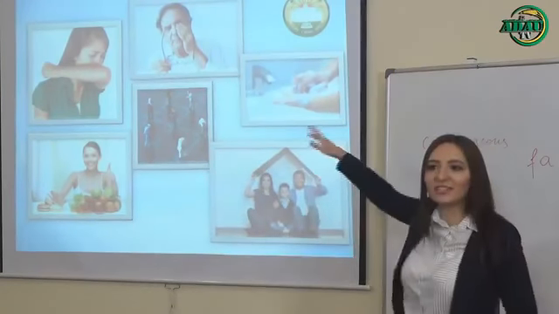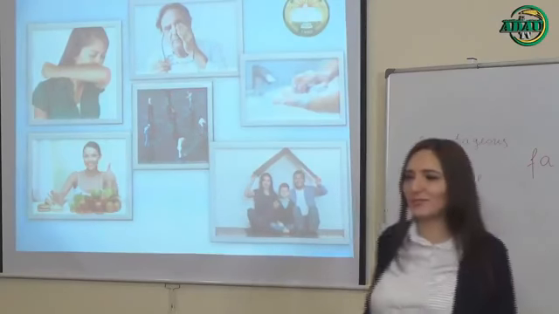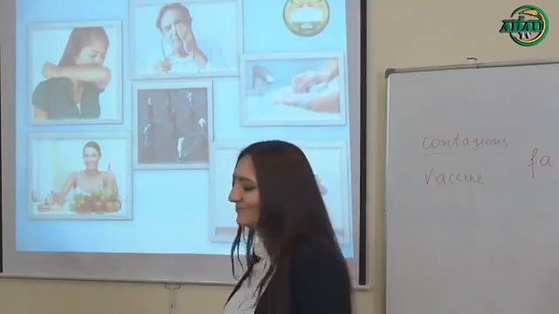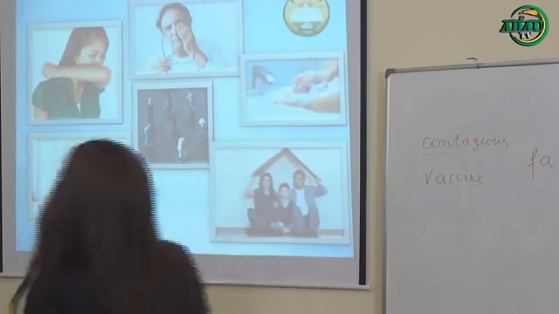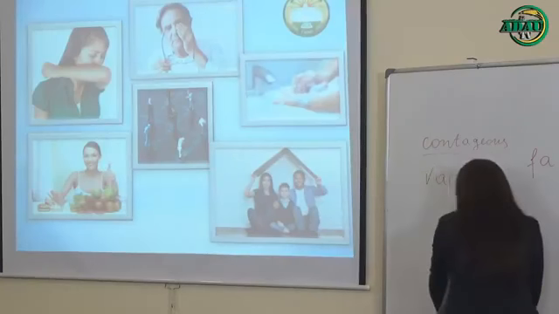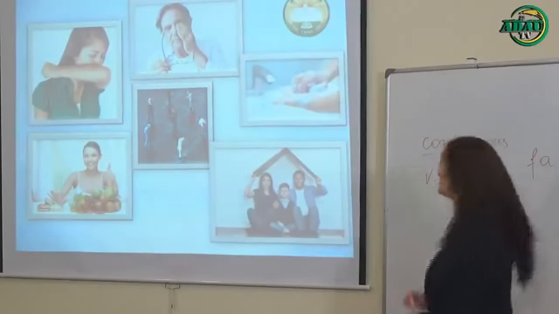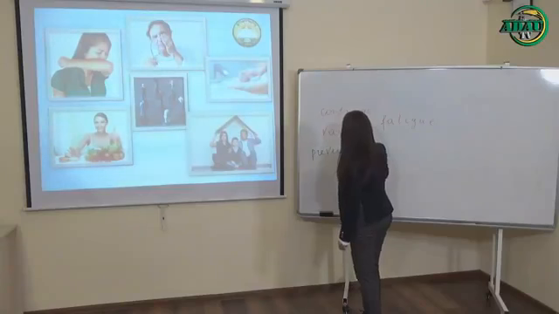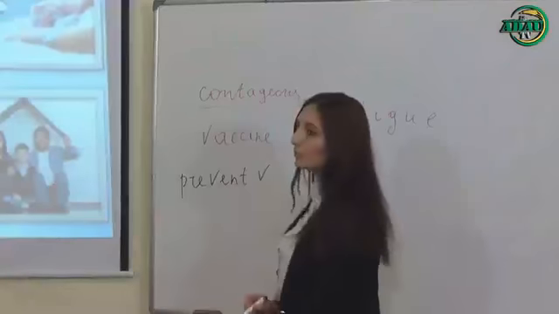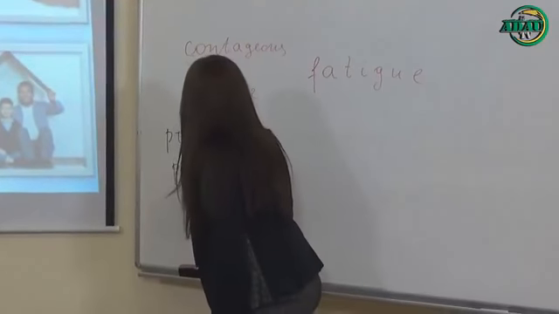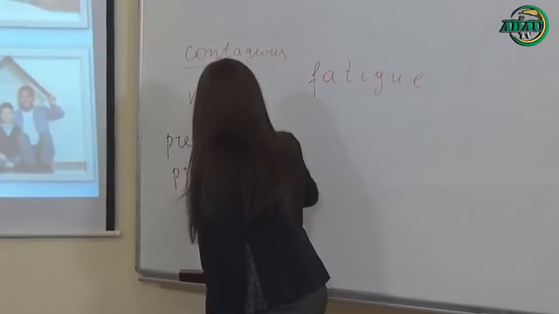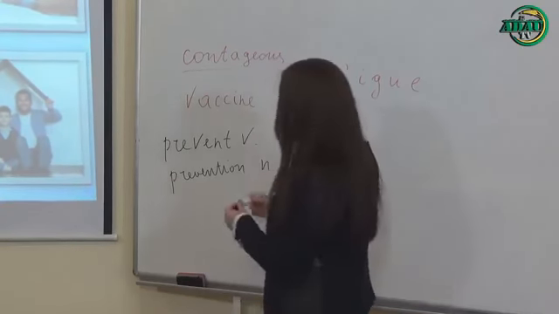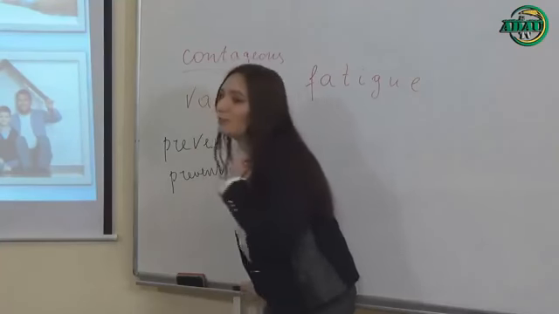What's the connection of these pictures? No connection. Nobody knows. This picture shows us how we can protect ourselves. Self-evaluation. Yeah. How you can protect and how you can prevent from contacting the virus. Prevent, this is a verb. Prevention, this is a noun. Prevention, great. How you can prevent or how you can protect yourself from the virus?